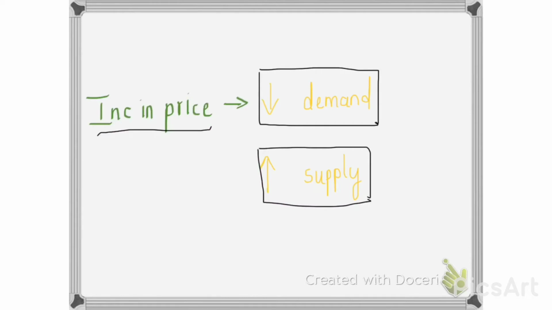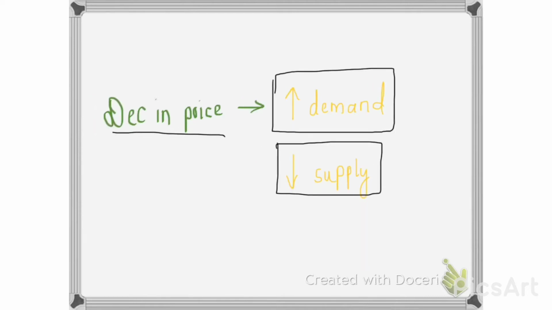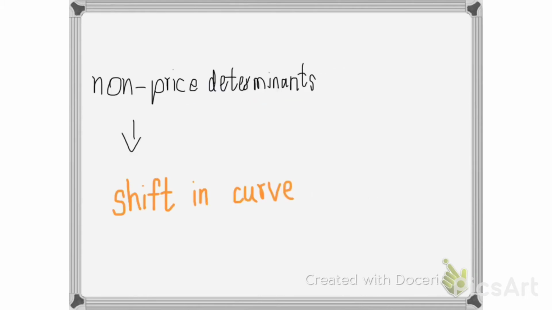If there's an increase in price, it will cause a decrease in demand and an increase in supply. And a decrease in price will cause an increase in demand and a decrease in supply, because a decrease in price will cause consumers to want to consume the products more because the prices will be low. Also remember, if there are non-price determinants, it will cause a shift in the curve.